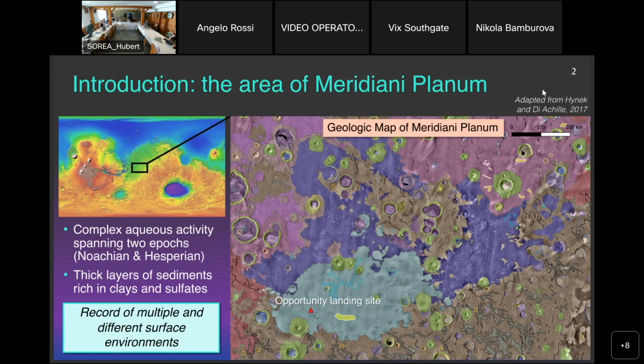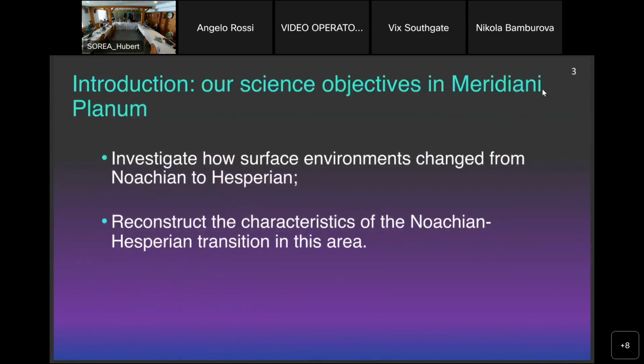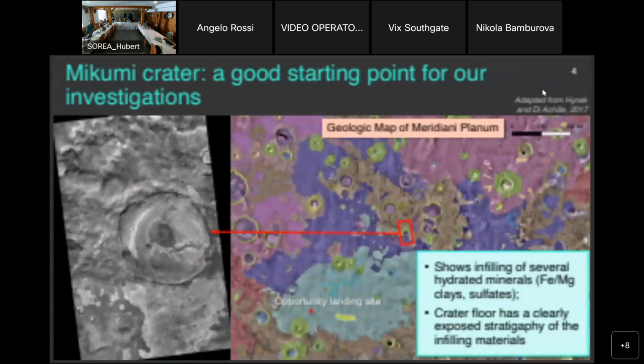So the rocks here record multiple surface events which involve water, and that happen at this Noachian-Hesperian boundary. And so the science objectives of my study are to investigate how the surface environments change between the Noachian and Hesperian, and to reconstruct the characteristics of this transition in the area of Meridiani Planum.